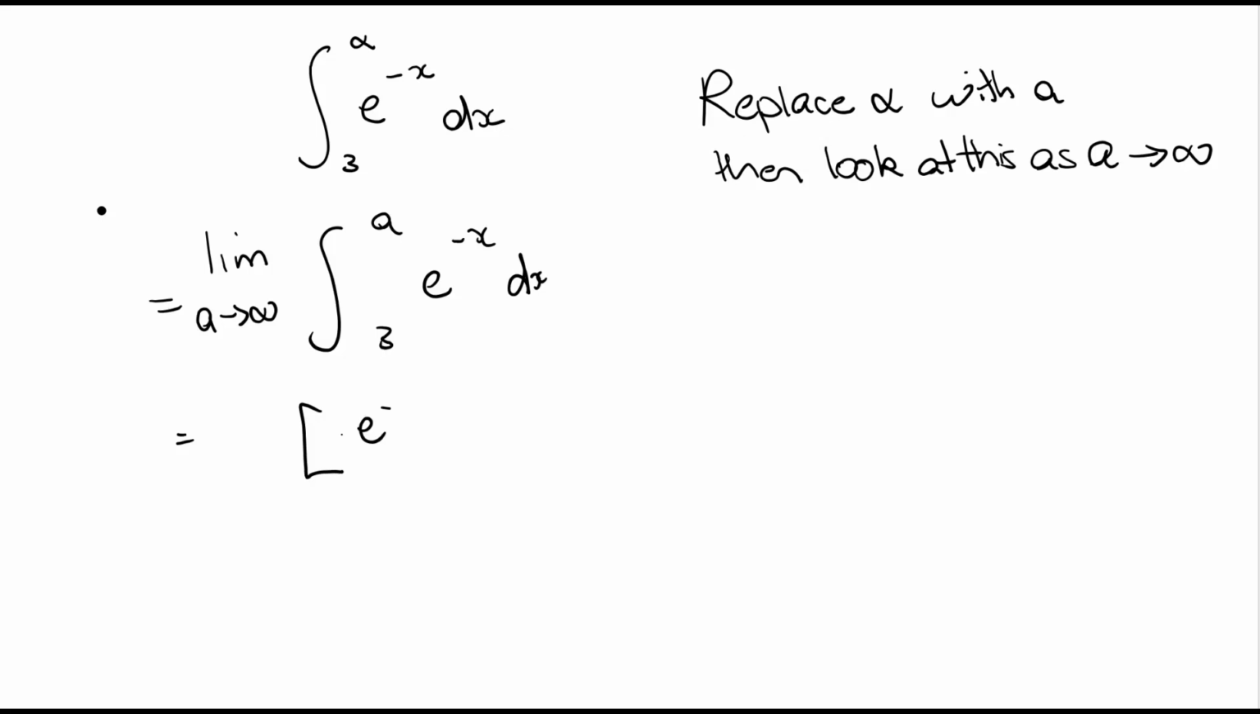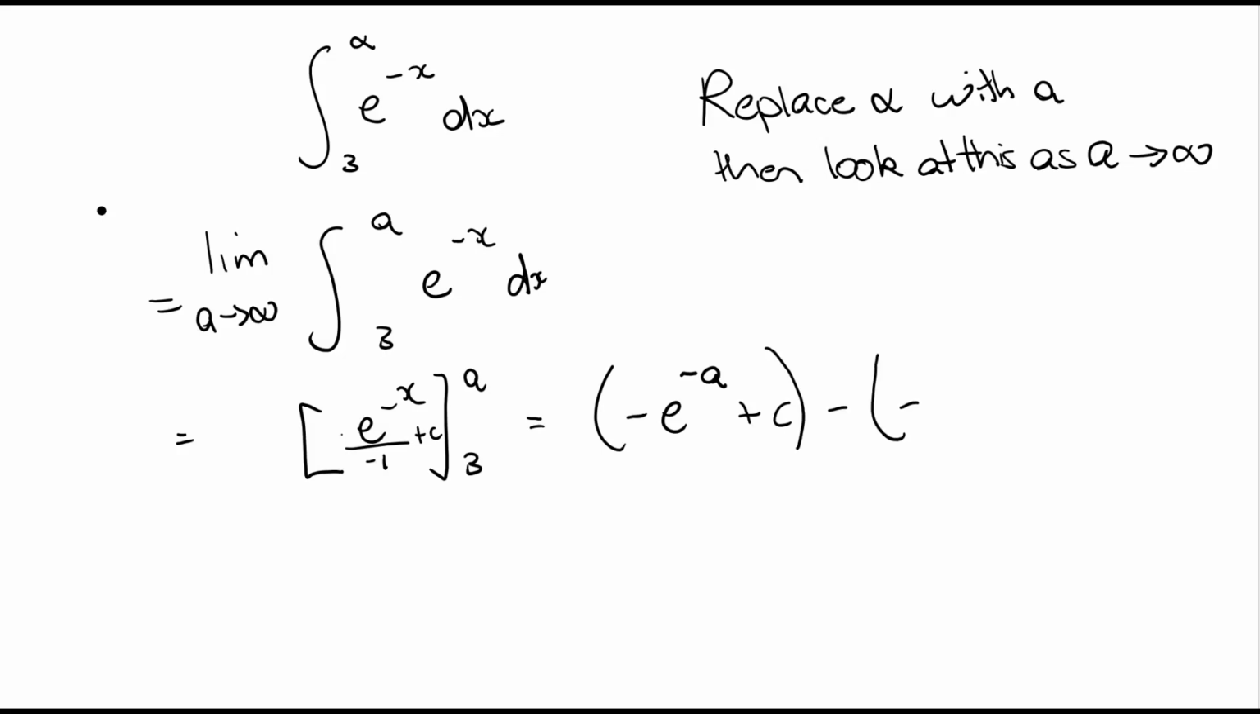So before we do it, we know what to do. That's e to the negative x over negative 1 between a and 3. That's going to be negative e to the negative a plus c, minus negative e to the negative 3 plus c, which equals negative e to the negative a plus c, minus minus, so that's plus e to the negative 3 minus c. The c's go.